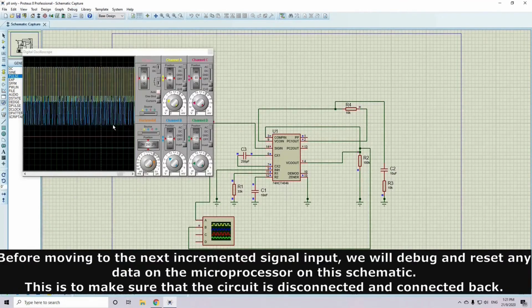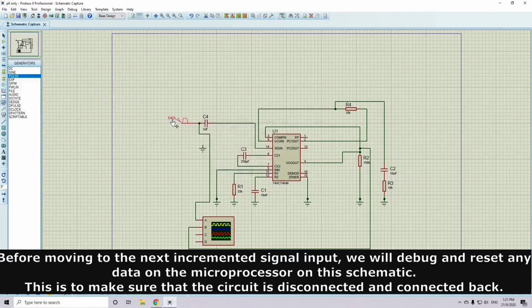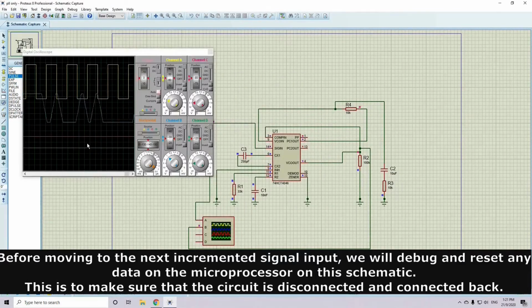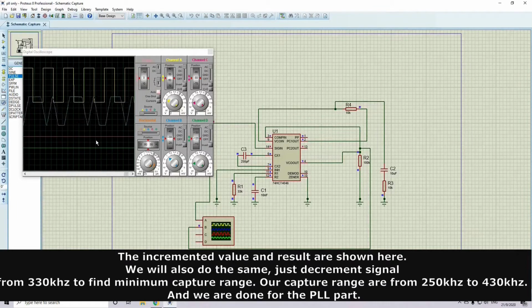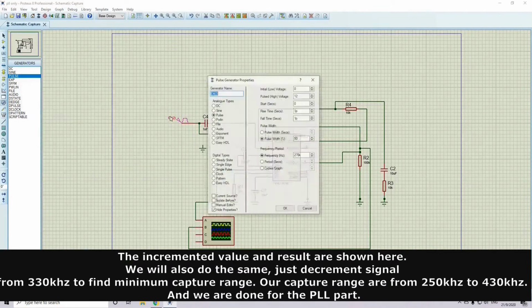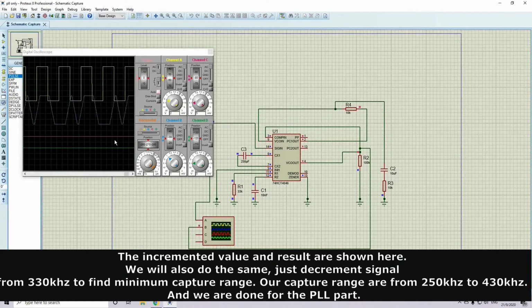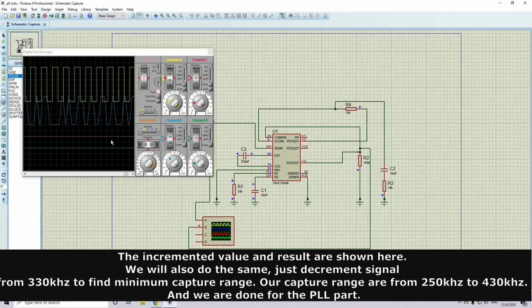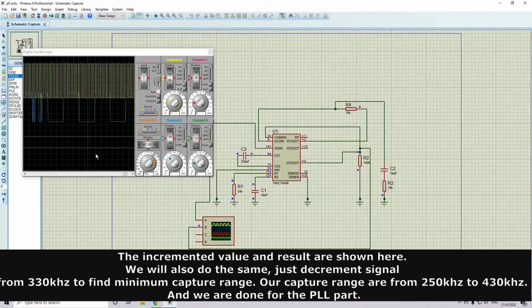Before moving to the next incremented signal input, we will debug and reset any data on the microprocessor on the schematic. This is to make sure that the circuit is disconnected and connected back. The incremented values and results are shown here. We will also do the same, just decrementing the signal frequency from 300 kHz to find the minimum capture range. Our capture range is from 250 kHz to 430 kHz. And we are done for the PLL part.